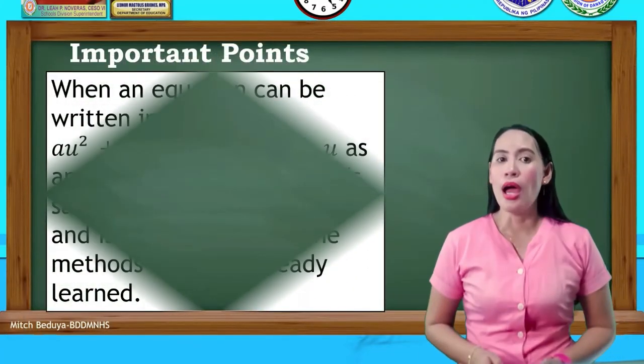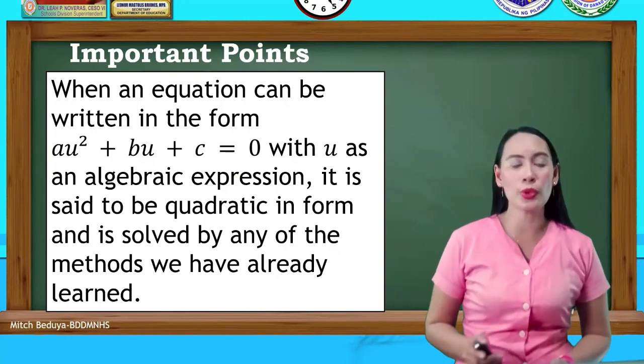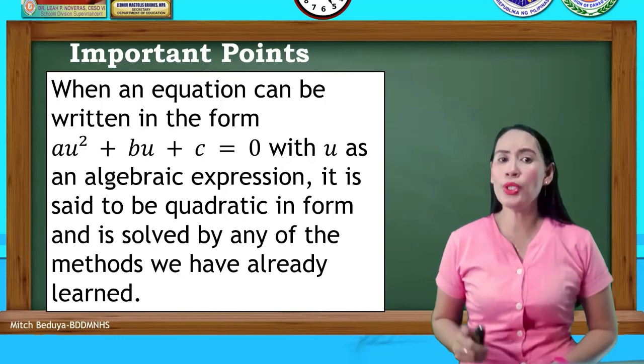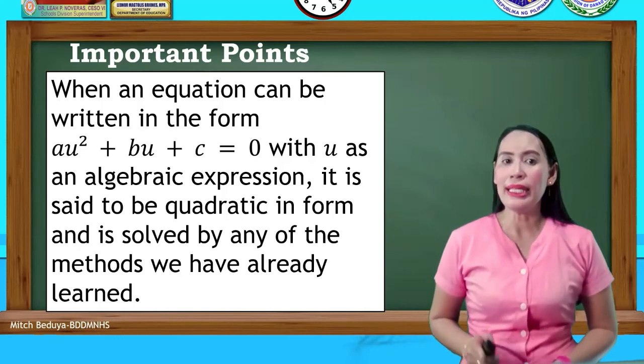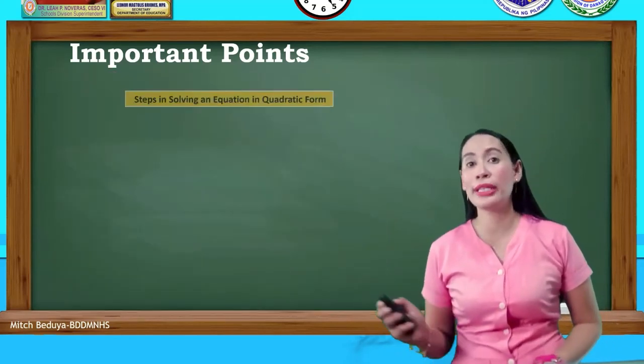Third, when an equation can be written in the form au squared plus bu plus c equals 0, with u as an algebraic expression, it is said to be quadratic in form and is solved by any of the methods we have already learned.